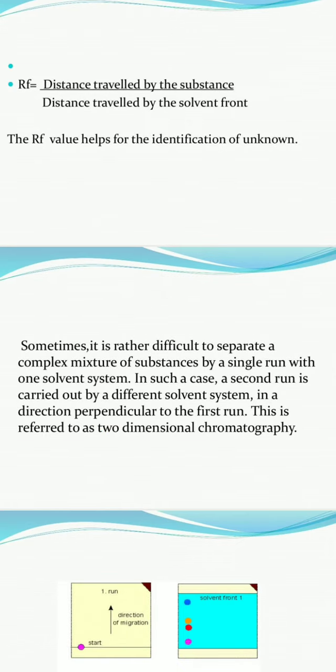Basically there are three types of paper chromatography. The first one is ascending paper chromatography, the second one is descending paper chromatography, and the third one is circular paper chromatography. We will discuss all these techniques in the next session.